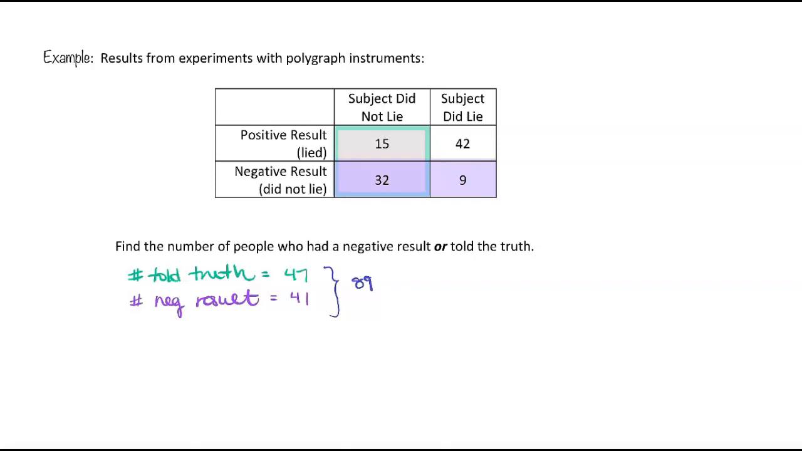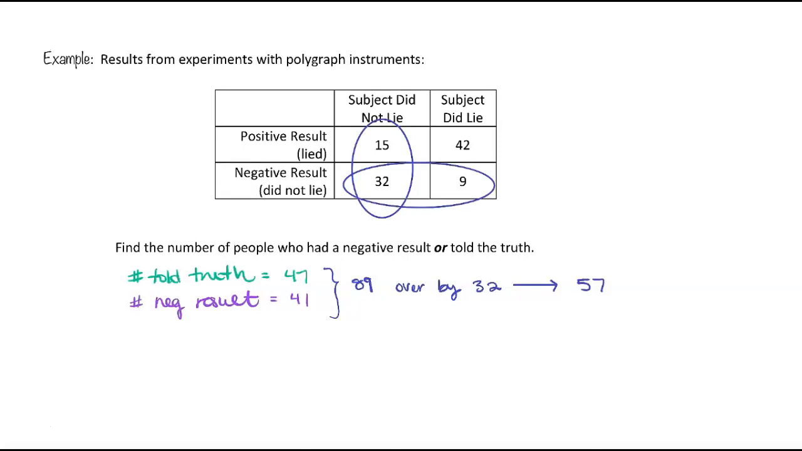Notice that when we added these together, we double counted the people that did not lie and got a negative result. We are over by 32. Subtracting off that 32, we find that the result is really 57. Another way to look at this is a little more intuitive. We look at the table and find the people that told the truth, and we find those that had a negative result. Then we simply add up these three numbers. We have 15 plus 32 plus 9, which also gives us 57. Either way you look at it, the most important thing to notice here is to not accidentally overcount. We need to take into account any possible overlaps in the data.